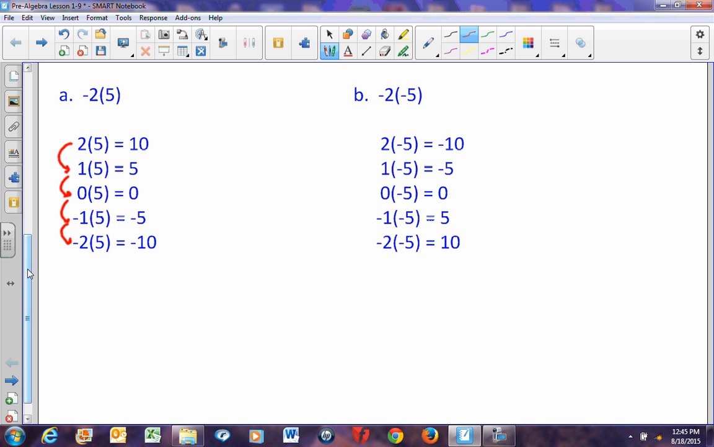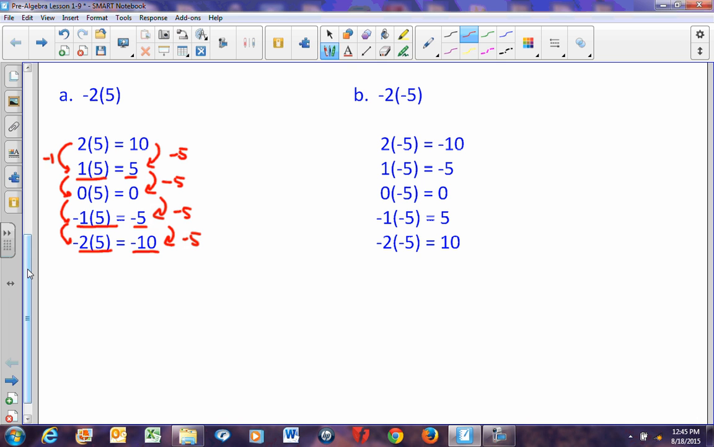What is happening on the right-hand side? They're going down by 5s. These are going down by 1, and these are going down by 5s. So the pattern here says that if I'm multiplying a negative number by a positive number, it stays negative. Notice negative times a positive is negative. We already know that positive times a positive is a positive. Now let's see what happens when we have a negative times a negative.